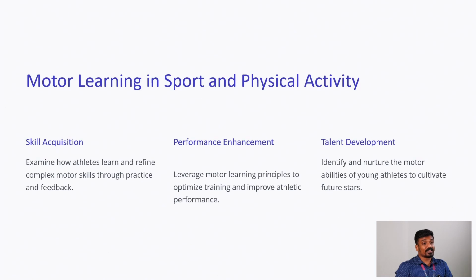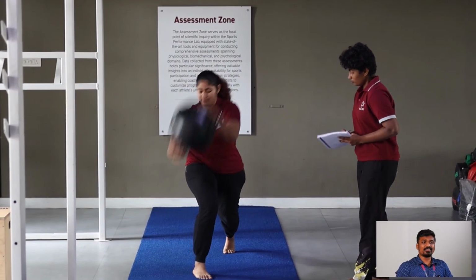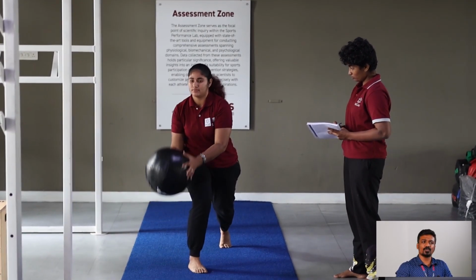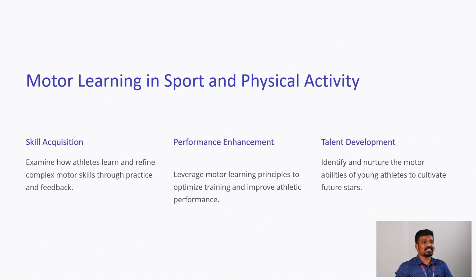Motor learning in sports and physical activity focuses on helping athletes to acquire, refine, and maintain the motor skills. There are three key components to motor learning in sports. The first is skill acquisition itself. In sports, athletes refine complex movements through repeated practice. For example, consider a basketball player who practices shooting free throws to improve accuracy. The process of motor learning allows athletes to develop these skills to the point where they are automatic, allowing for a better focus on strategy and game tactics.